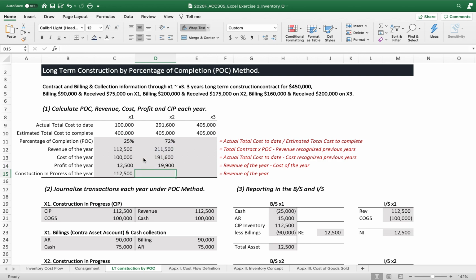That is the construction in progress. That is the profit. And then how do you get the construction profit? Right, cost plus profit. That is the value of the inventory, the value of the inventory of that year. Or you can get the revenue exactly the same, right?